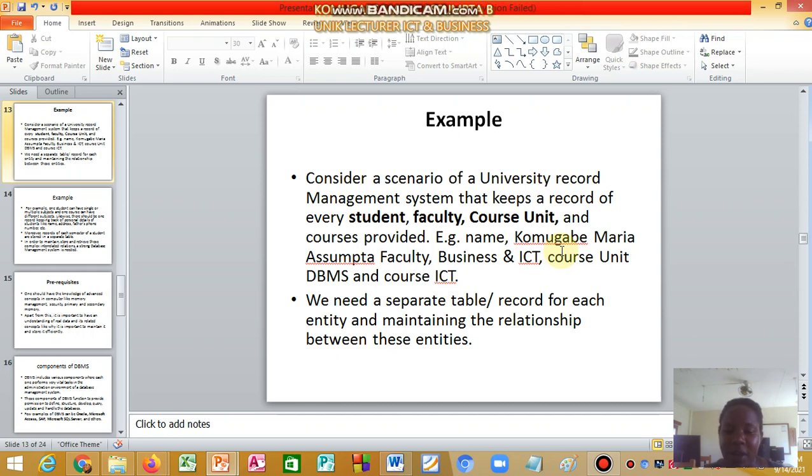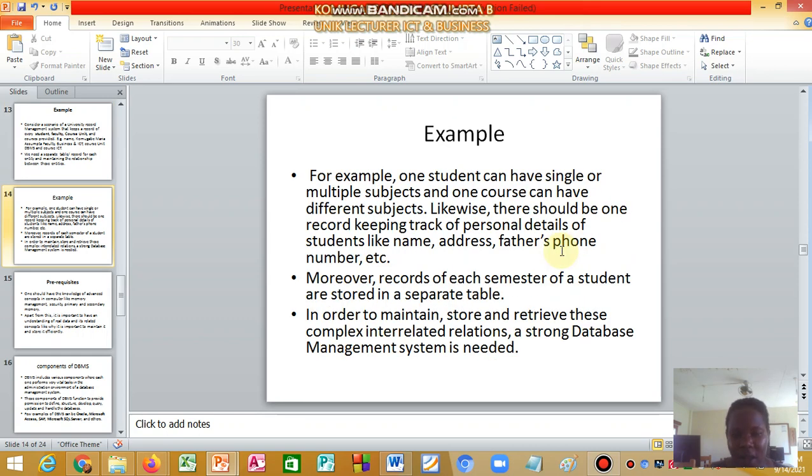So we need a separate table. That was the first table; we need a separate table or record for each entity, and maintaining the relationship between these entities. For example, that student, Komgai Maria Sumta, can have a single or multiple subjects. I may be doing database management system. I'm also doing general research methods. I'm also doing computer programming applications, among other units. And one course can have different subjects. ICT has very many subjects in it as a course.